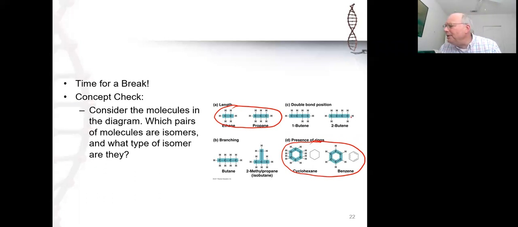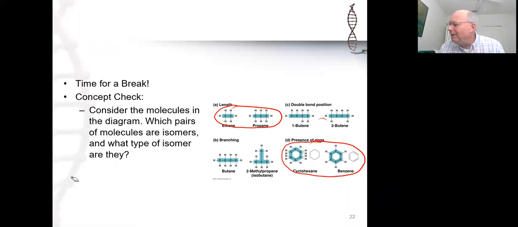But with 1-butene and 2-butene, 4 carbons, and 1, 2, 3, 4, 5, 6, 7, 8 hydrogens. So this would be C4H8. 1, 2, 3, 4, 5, 6, 7, 8. Also C4H8. But different arrangements of carbons and hydrogens. So are these potential isomers? Yes, same chemical formula, different structure. So they're potentially isomers. What type of isomers then?